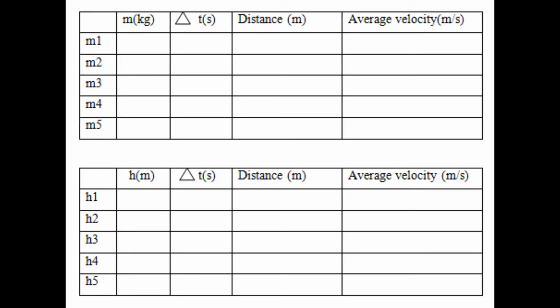After obtaining different masses and heights, I will record them in data tables. In order to calculate the average velocity, I will obtain the data, which are distance and time, from the carbon paper and record them also.